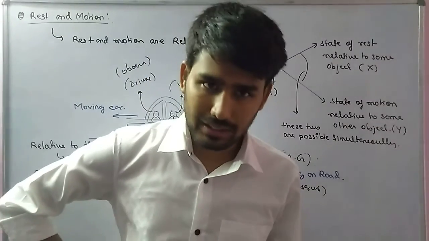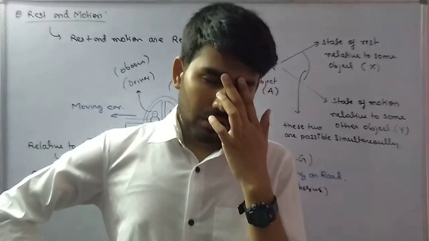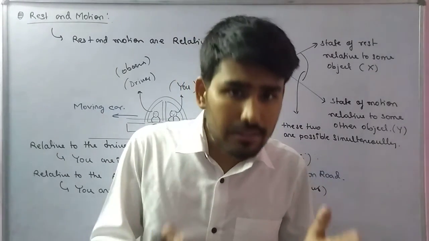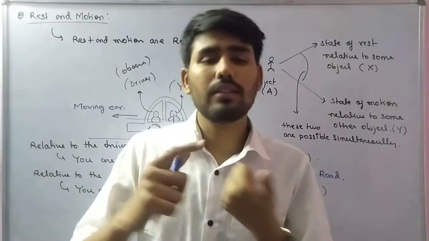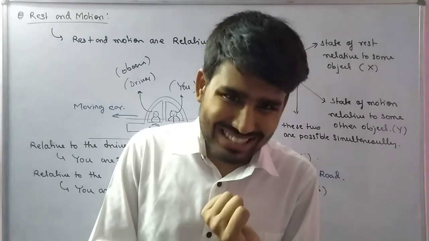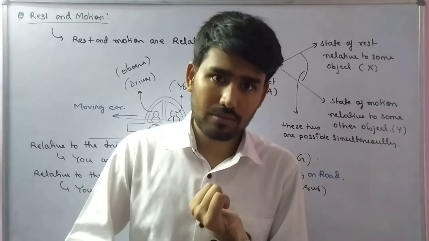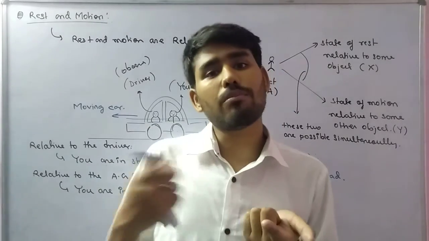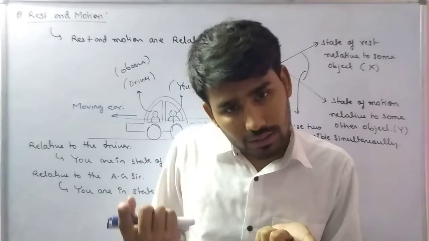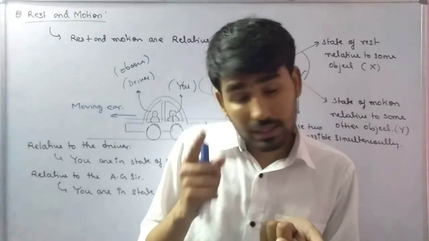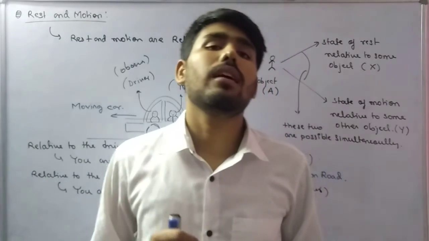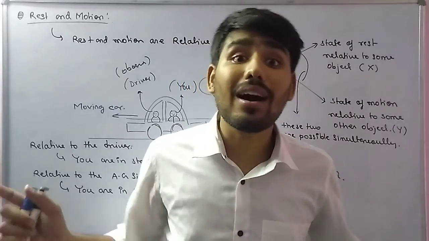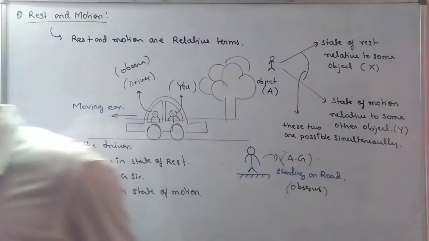So the basic idea was to understand what is inside the chapter, what things we will study in this chapter. Then we tried to understand what is meant by rest, examples of rest, state of rest, motion, and then we tried to understand what is meant by motion, examples of different types of particles and objects exhibiting motion, and then we tried to understand why they are called relative terms. We'll end this class over here.